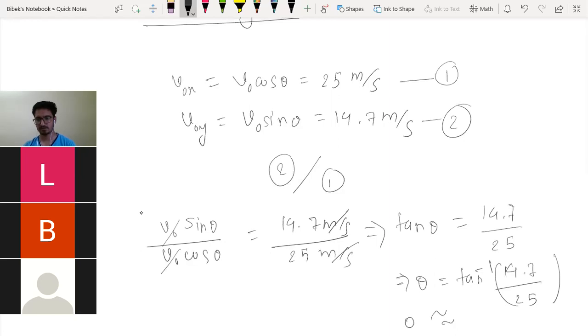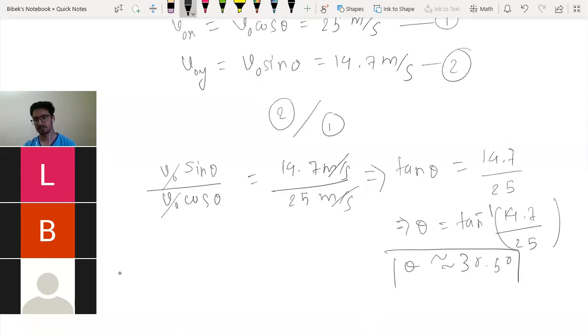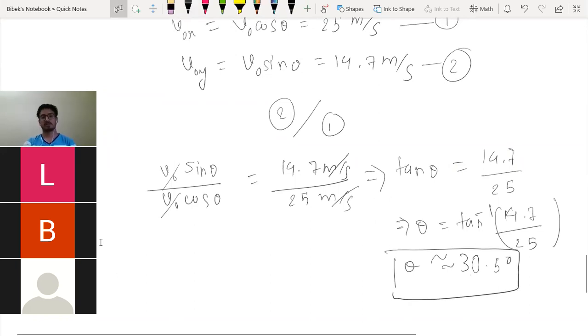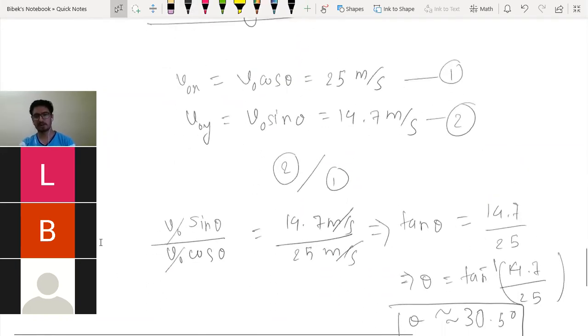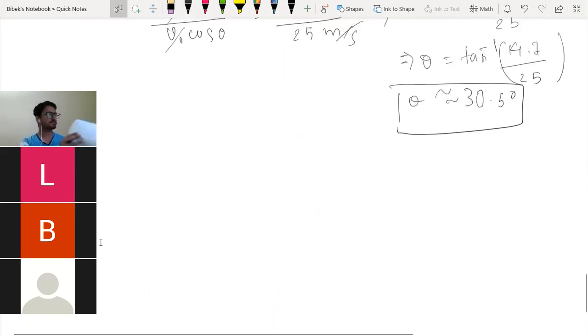So this is about 30.5 degrees. Okay, I think this one was also not that hard. If you have any question, you can ask me. So I guess that's it. Let's go to number E then.